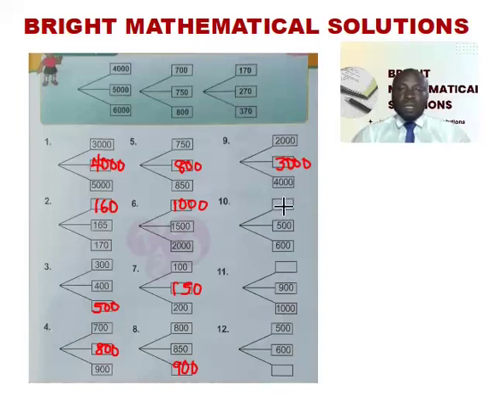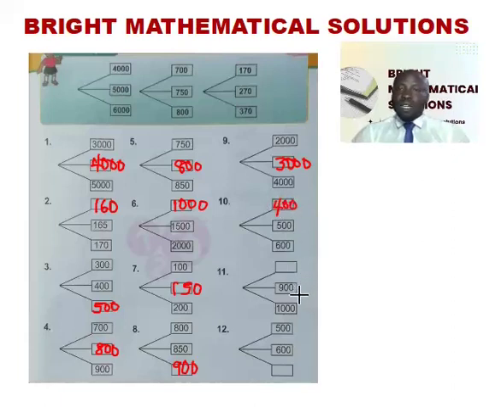For question number 10, we have 500 on the second line and 600 on the third line. So the difference between the second and the third is 100. No, that is 500 and 600. So if we subtract 100 from here, the answer will give us 400. I'm sorry for the slip of the tongue.